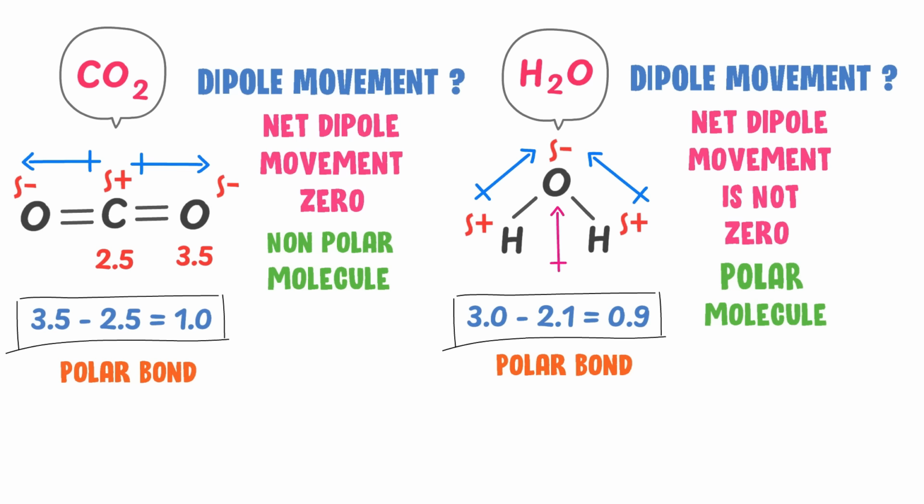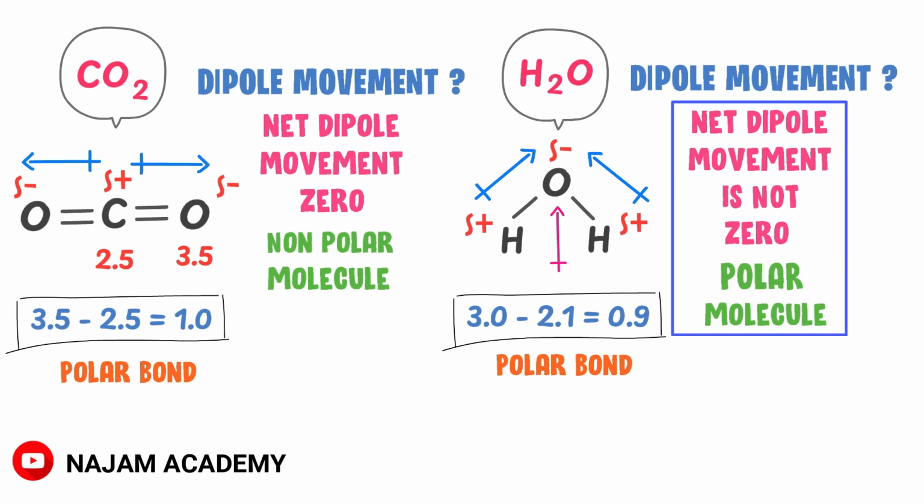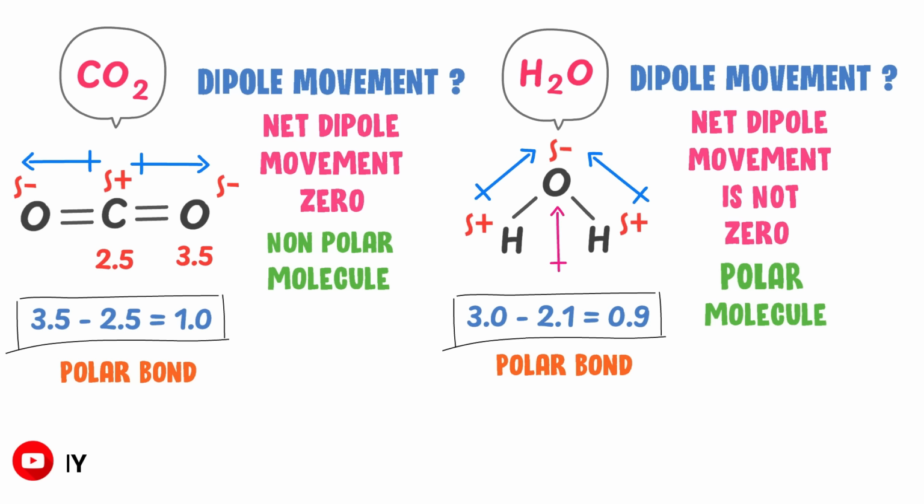Therefore, note it down: if the bond is polar but the net dipole moment is 0, it is a non-polar molecule like carbon dioxide. Secondly, if the bond is polar but the net dipole moment is not 0, it is a polar molecule like water. This was all about polar and non-polar molecules.